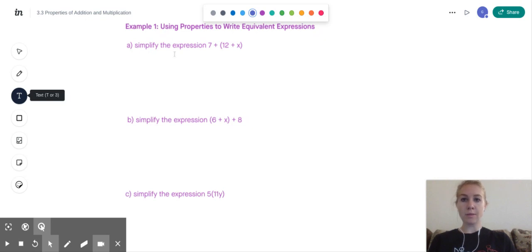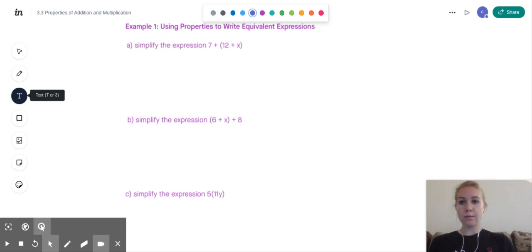So A says simplify the expression 7 plus (12 plus x) in parentheses. To simplify, the goal is to get the numbers together so that we can add them together and only have a number plus a variable as our answer. So either we change the grouping, where the parentheses are in the expression, or we change the order. We need to move a couple things around, move numbers or variables around. That's the goal of simplifying.